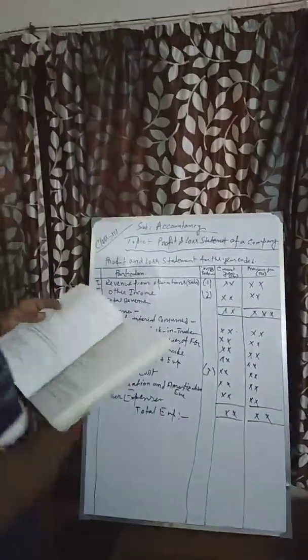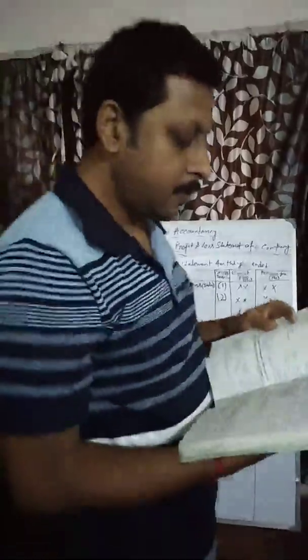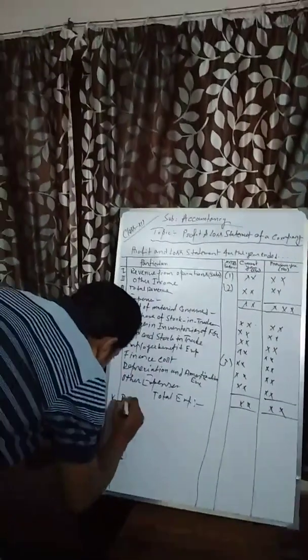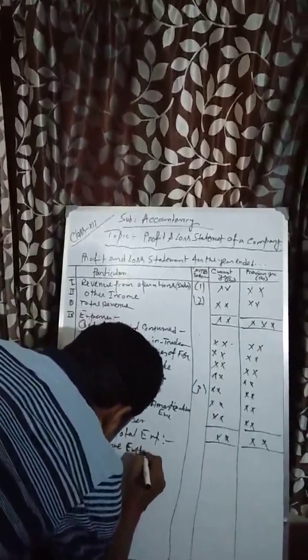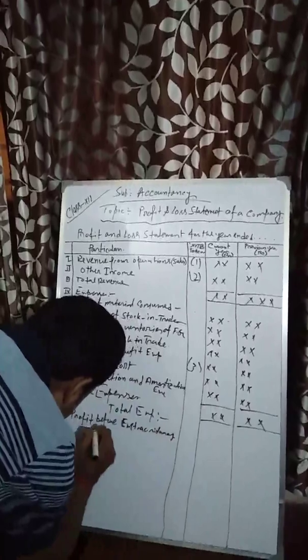Now there is a profit before extraordinary income and tax. Number 5 is a profit before. If you deduct your total expense from your total income, you can find a profit, and that is profit before extraordinary items and tax.